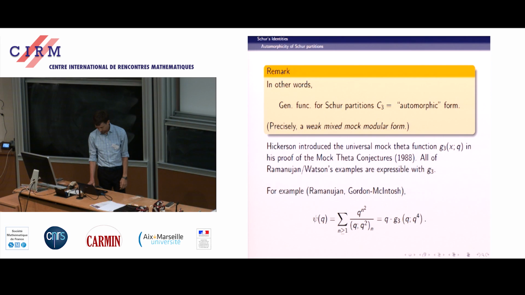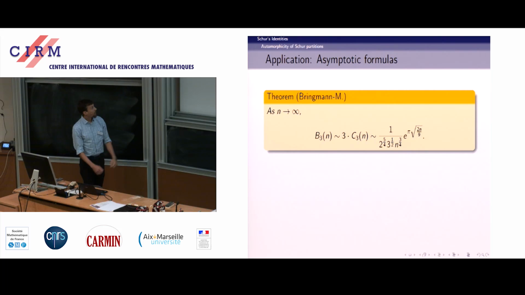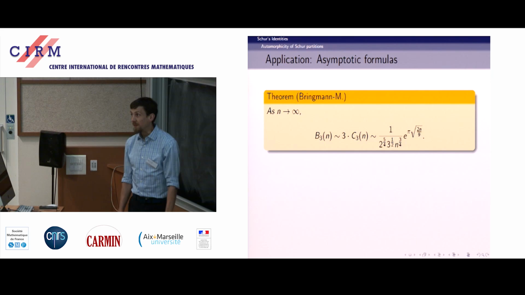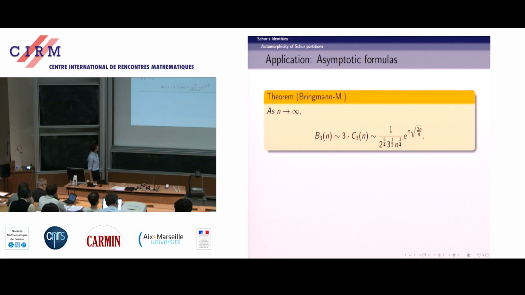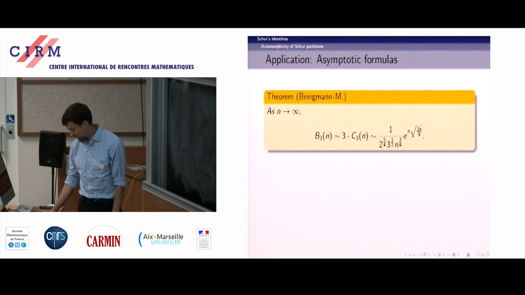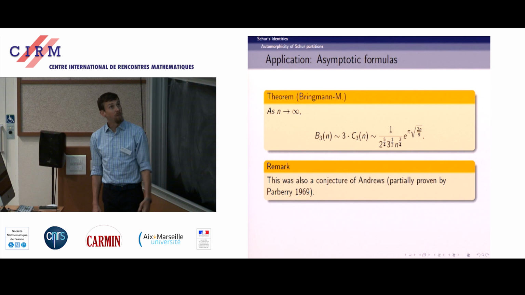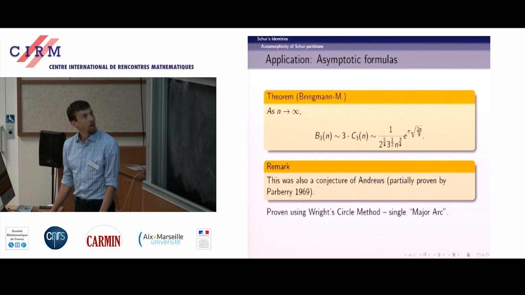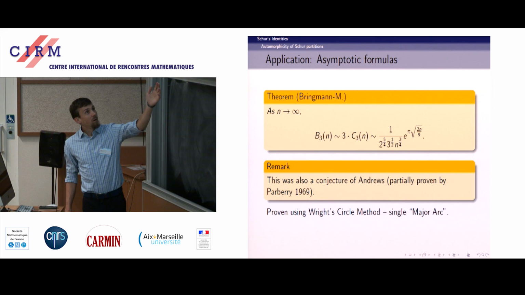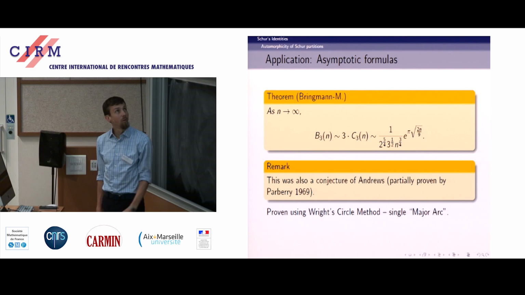So again, once you have an appropriate notion of automorphicity, then one thing that you can often do is asymptotic results. So here's an example of that, a theorem for the Schur partitions. Note that the first function is about 3 times the second function, which was a conjecture of Andrews and was partially proven by his PhD student Parberry. And, oh, I should have mentioned, also that first formula is the same one that I already put up from Niven, the B3. It's the C3 that's the new one.